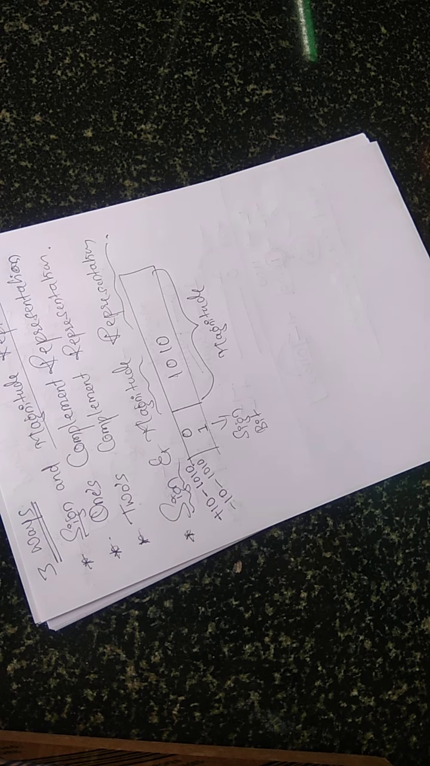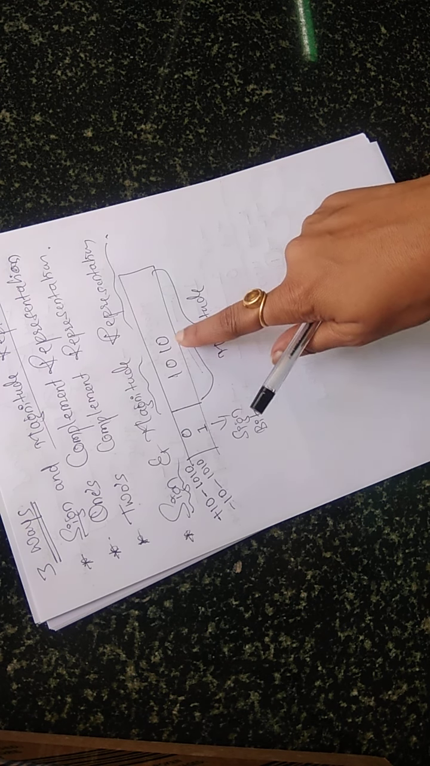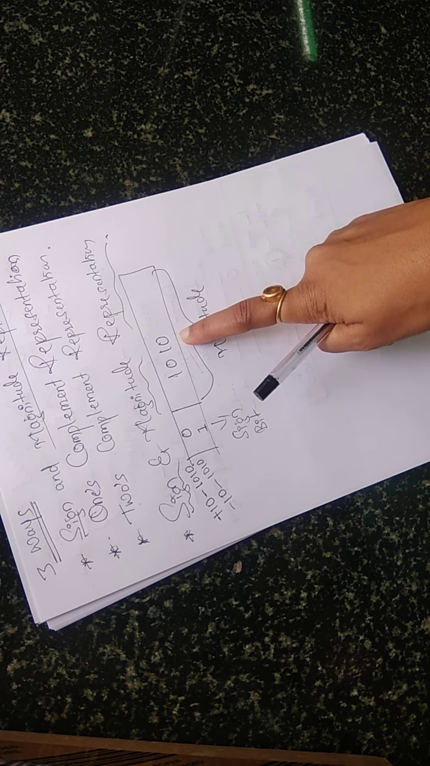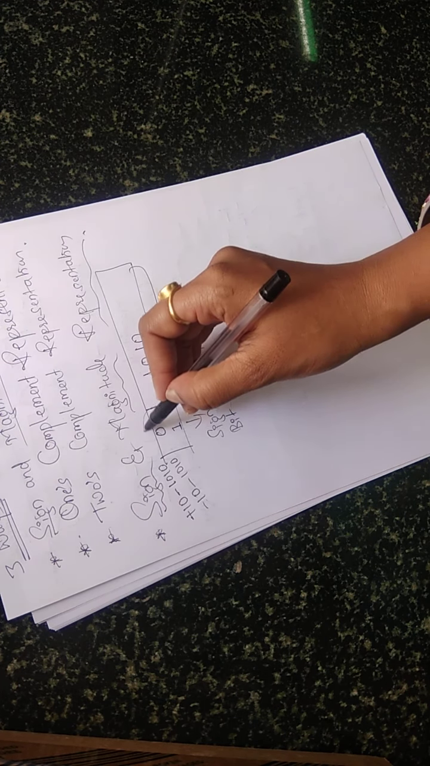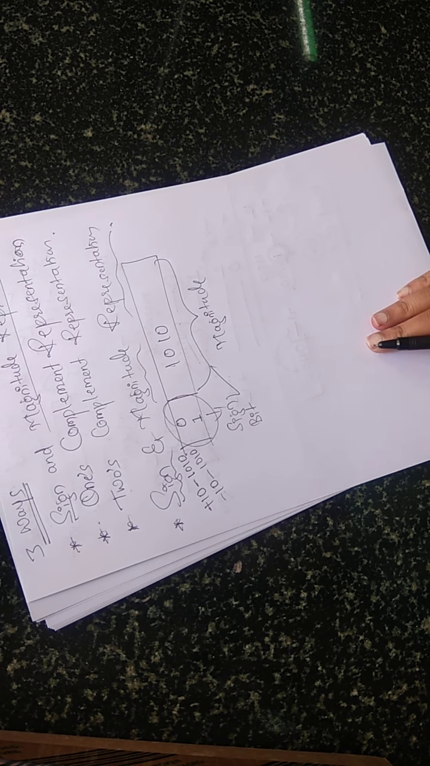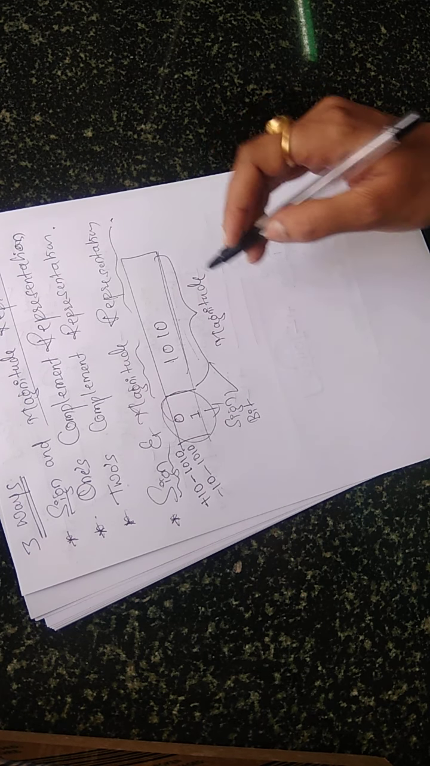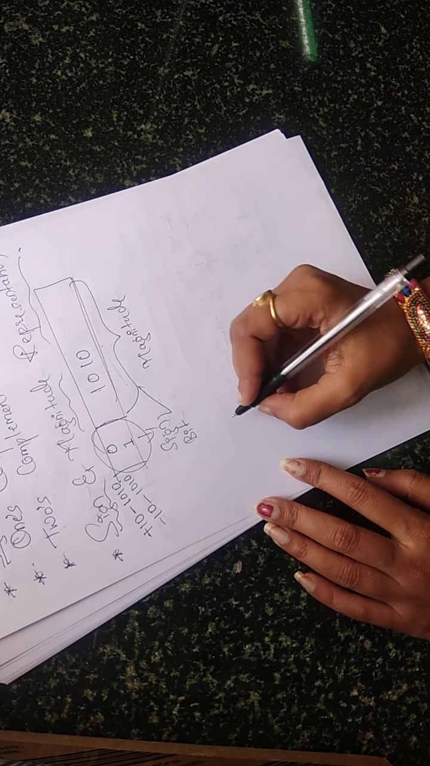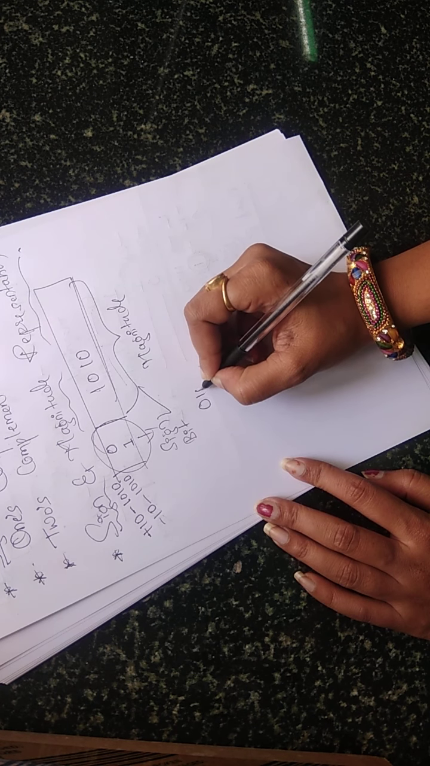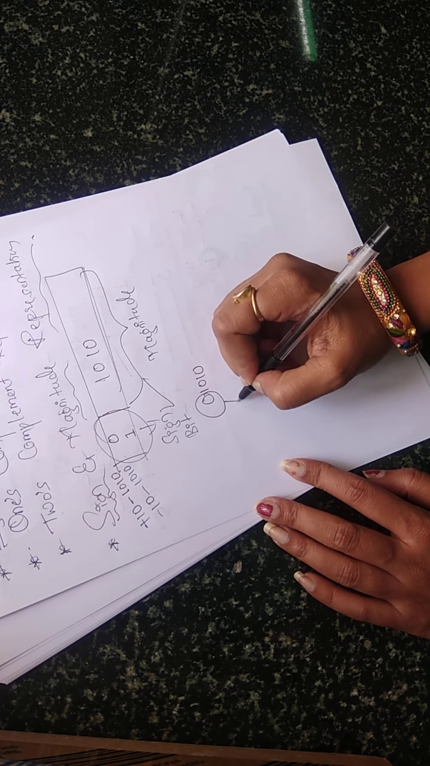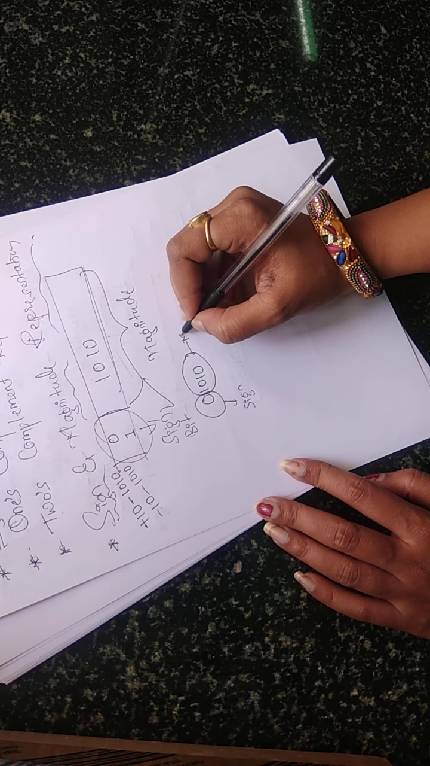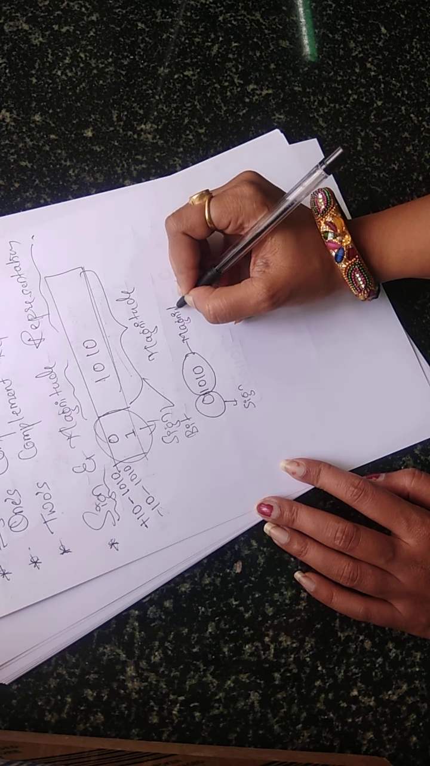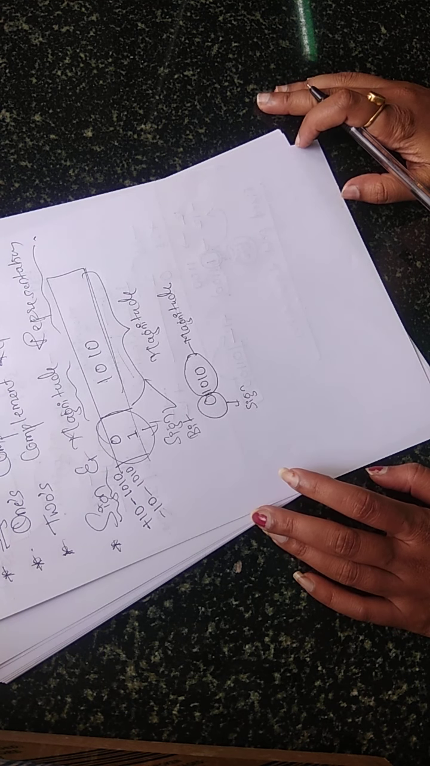An integer containing a sign bit followed by the magnitude bits is called a sign and magnitude integer. In a given number, the MSB will always be the sign bit, and the remaining bits always stand for the magnitude. For example, if I write 0 1 0 1 0, this first bit is the sign bit and the remaining bits will be called the magnitude.